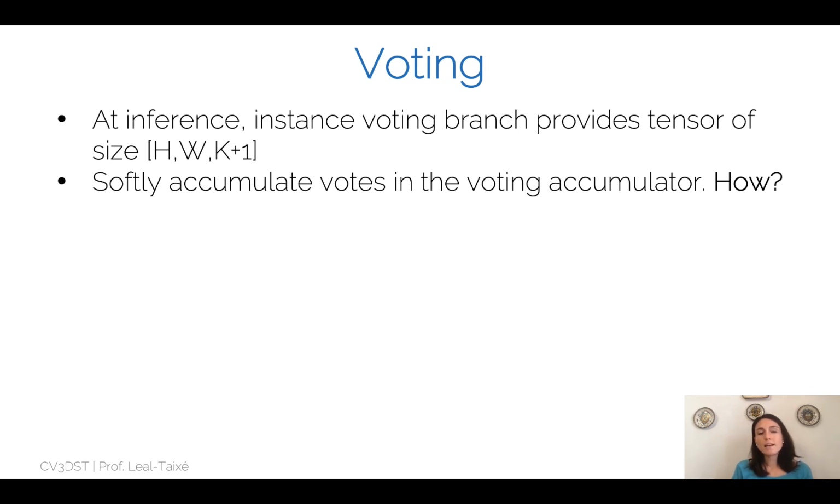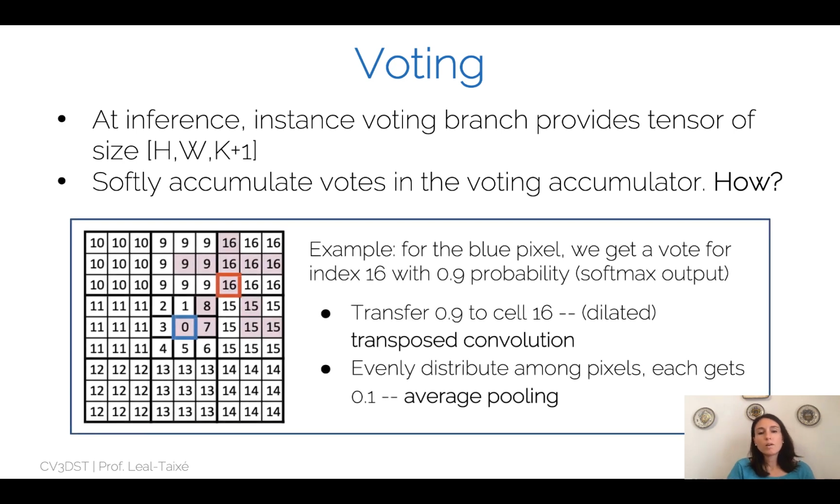And now the idea is that I want to accumulate the votes in my accumulator space. How do I actually want to do that? Well, remember again our example of the blue pixel. We get a vote for index 16 with very high probability, right? The probability is 0.9. And this comes from a softmax output with these 17 classes plus 1, where each class is one of these positions in the voting filter. Now, what I need to do is transfer this 0.9 value to cell number 16. So I'm going to do this with a dilated transpose convolution, right?